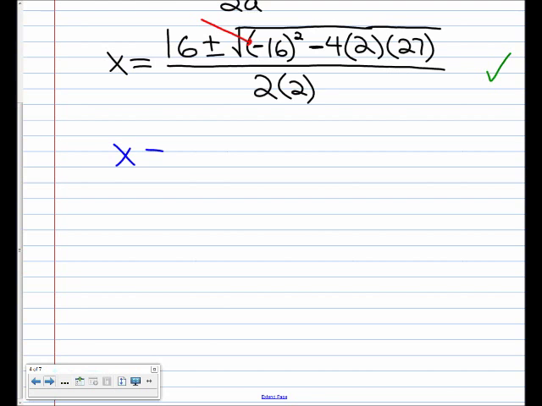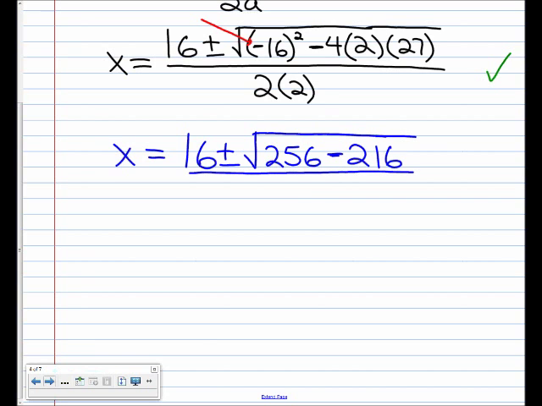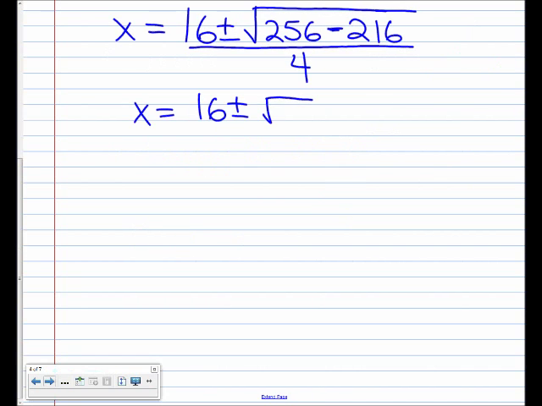So I have x equals 16 plus or minus, and then you want to simplify in the radical first. Okay, so in the radical first is going to give you 16 squared, which is 256. So you want to have 256 minus, and then you're going to write 4 times 2 times 27, which, if I use the calculator, is 216. All right, all over, and I can simplify 2 times 2, which is 4. So x equals 16 plus or minus the square root of, and 256 minus 216 is 40, all over 4.